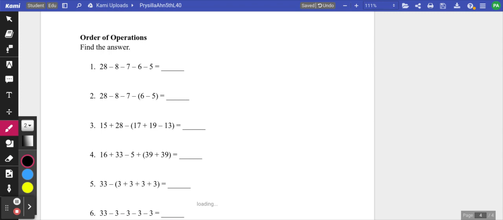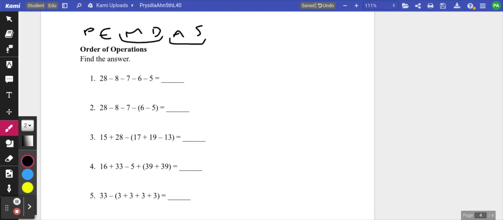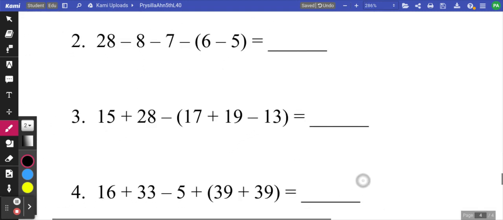And lastly, we will be doing order of operations. So you just got to remember PEMDAS: parentheses, exponent, multiplication, division, addition, subtraction. When it comes to multiplication, division, and addition and subtraction, you got to remember it's the left to right rule. So let's try number 3, for example, since it's a lot longer. So we see that there's a parentheses here, so we're going to focus on this first. Now we're going to do what's inside the parentheses.